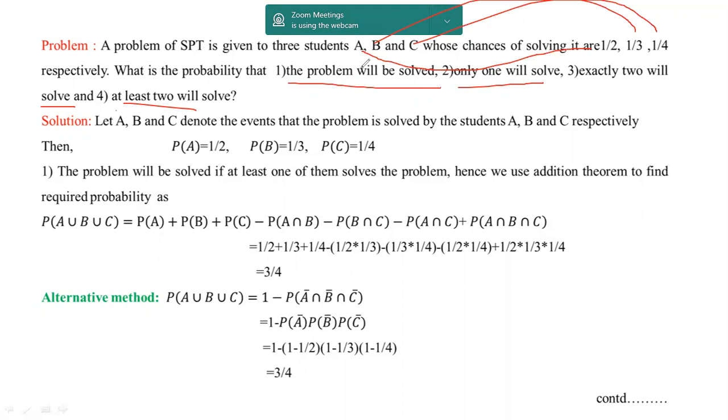So in the question, they provided the probability of A solving the problem is 1 by 2, B solving the problem is 1 by 3, and C solving the problem is 1 by 4. So in the first question, any one of them will solve the problem. So we are taking the probability of A or B or C.